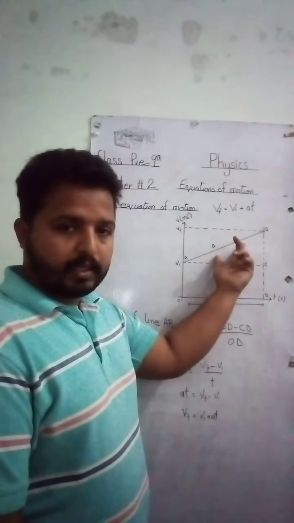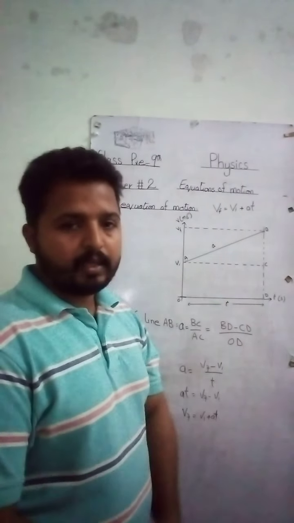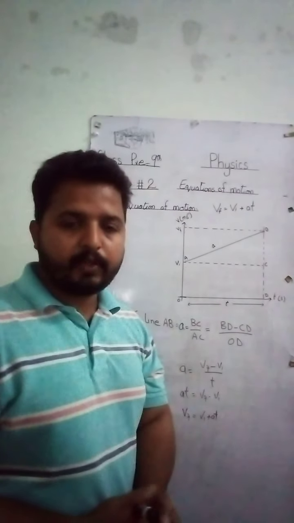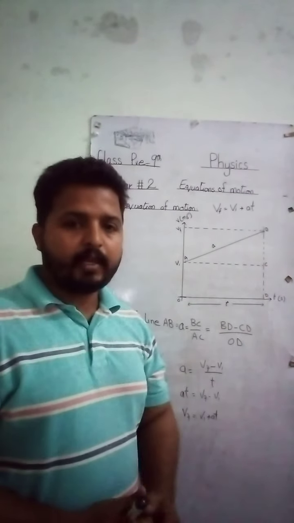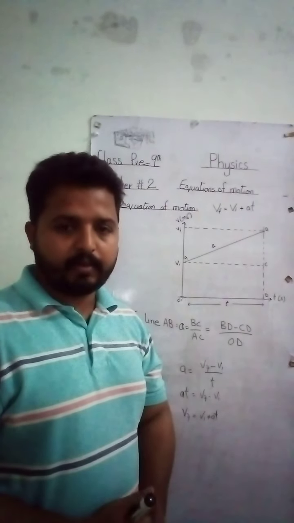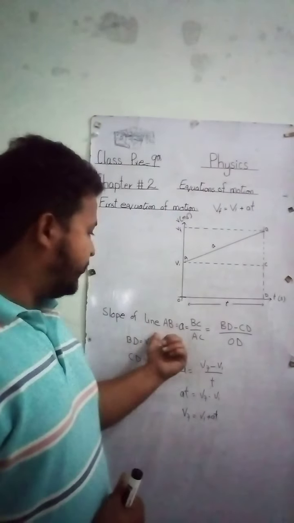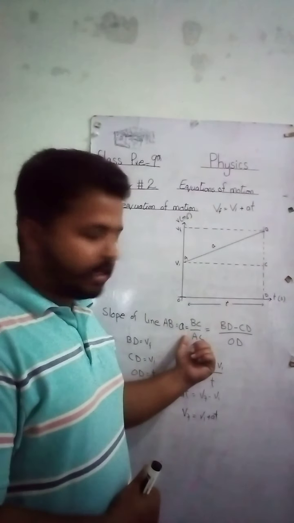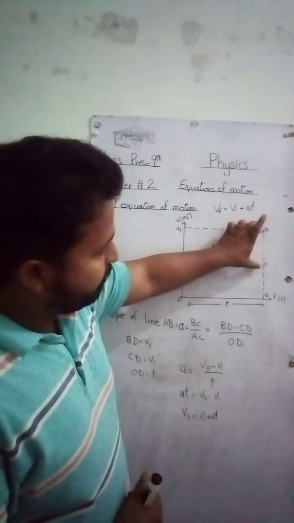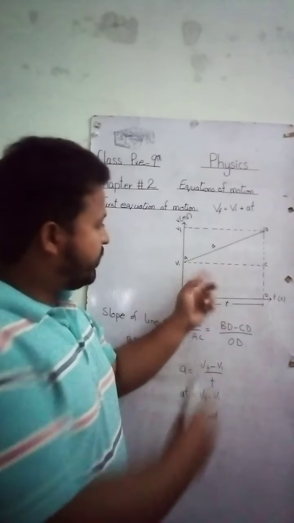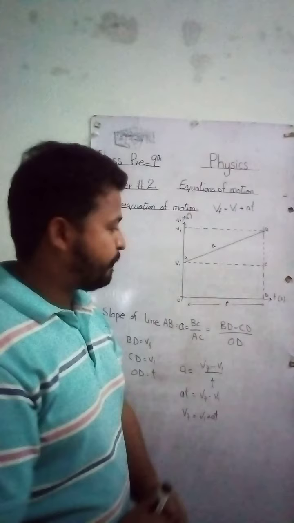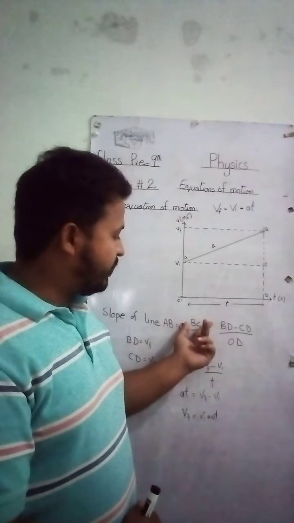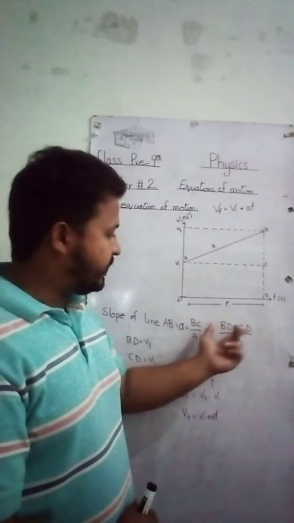So in this straight line AB, the slope of the line AB, as we discussed in the last video, gives the acceleration. So the slope of the line AB is equal to acceleration, which is equal to BC over AC. And here we will find the values of BC and AC.